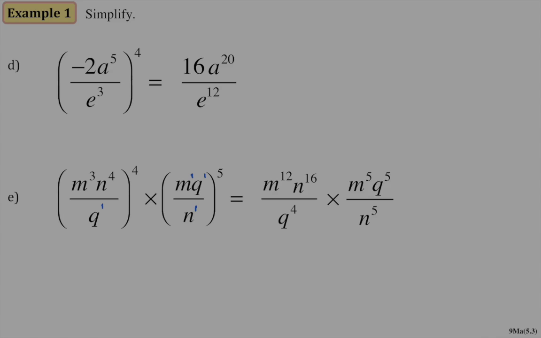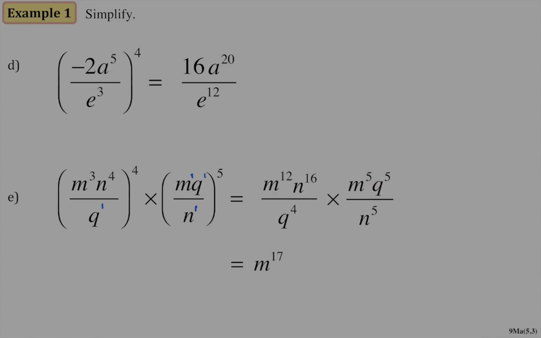Now we'll start tidying things up. To tidy things up, we're going to focus on the m first. Now there's an m to the power of 12 times an m to the power of 5. When you're multiplying, you plus the two powers. 12 plus 5 is 17.